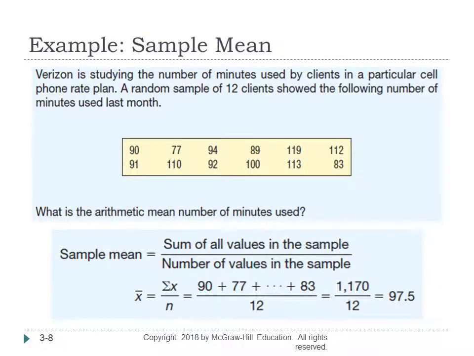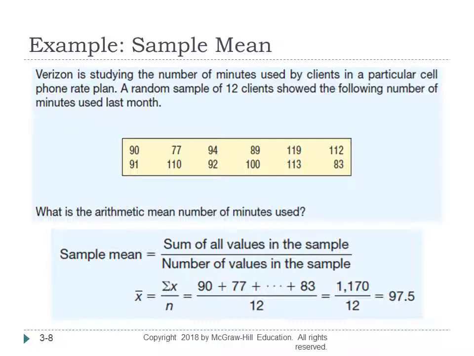Here is an example of a sample mean. Verizon, which is a mobile company, is studying the number of minutes used by clients in a particular cell phone rate plan. A random sample of 12 clients showed the following number of minutes used last month. There's 12 clients in the sample, so we have 12 data values. Each data value represents how long a client used that particular phone plan.